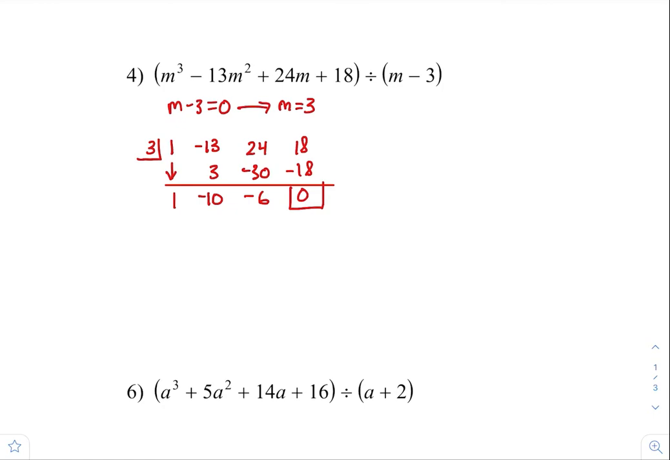So, as a result, remember to find the degrees of these coefficients. So 1 less than the highest power here. So it's going to be m to the second, and then 1 less, m to the first, and then 1 less, m to the 0. Final answer, m to the second minus 10m minus 6.